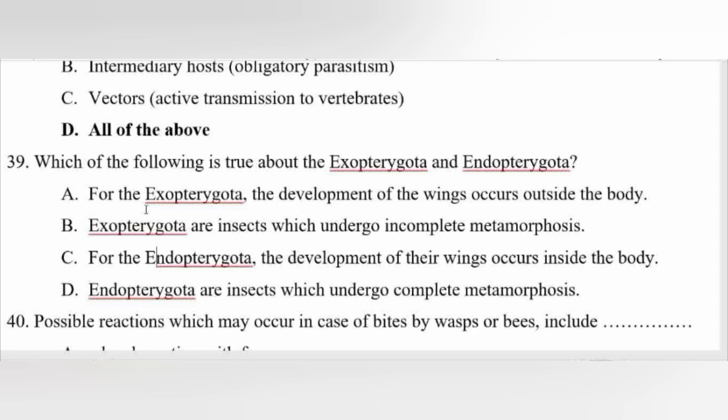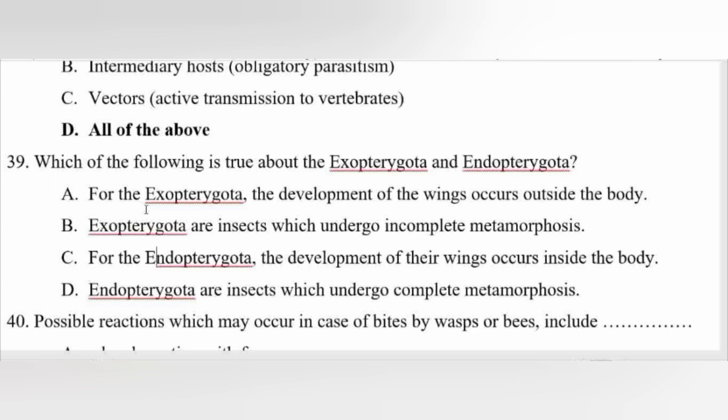Then the option B says exopterygota are insects which undergo incomplete metamorphosis. That one too is true. They are hemimetabolous. Then the C, for the endopterygota, the development of their wings occurs inside the body. That one too, it is true. Endo, and then exo. So exo, the development of their wings occurs outside the body, and then the endopterygota, the development of their wings occurs inside the body.